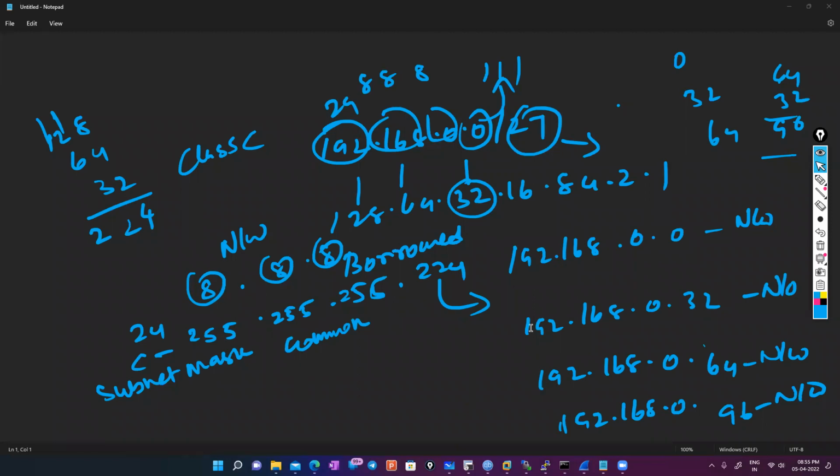Guys, can I ask a question? What is the first usable IP address in the second network? Anybody know the answer? 33. What is the first usable IP address in this range? 192.168.0.32. What is the first IP address? 192.168.0.33. Awesome. So what is the broadcast address of the second network? 0.63. Great.